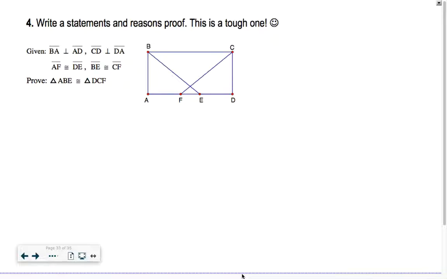All right, so let's mark in the things we have. We know that BA is perpendicular to AD, and we know CD is perpendicular to DA. So I think it's safe to say that our angles A and D are congruent to each other. They're both right angles. How about AF? It says AF, this distance, is congruent to DE, and BE is congruent to CF.